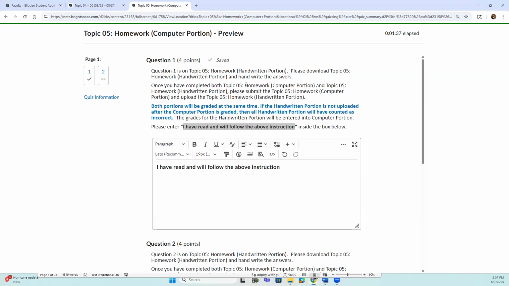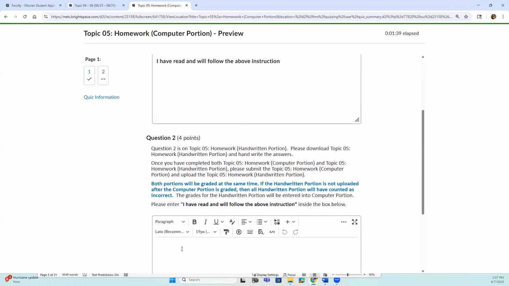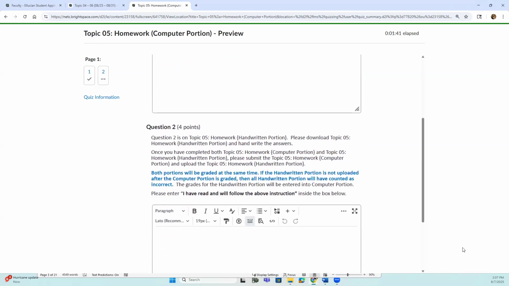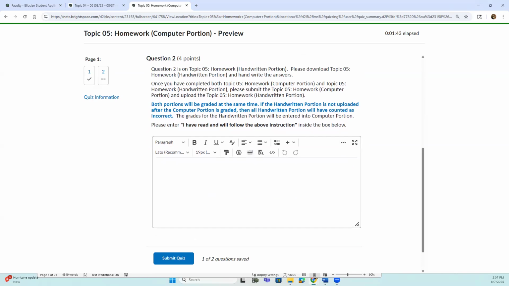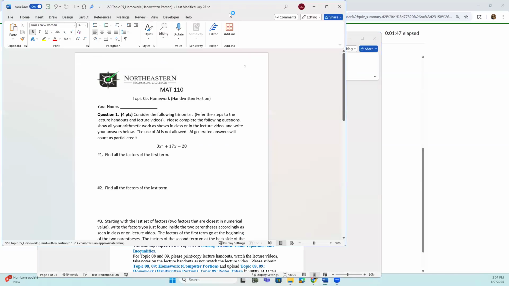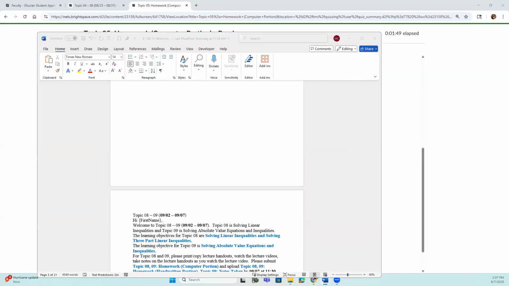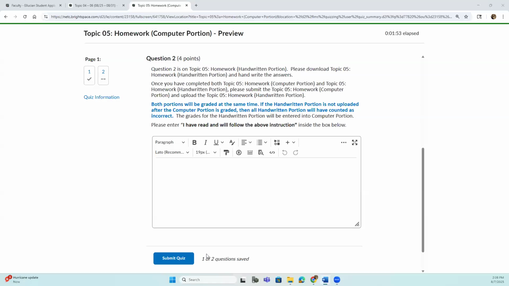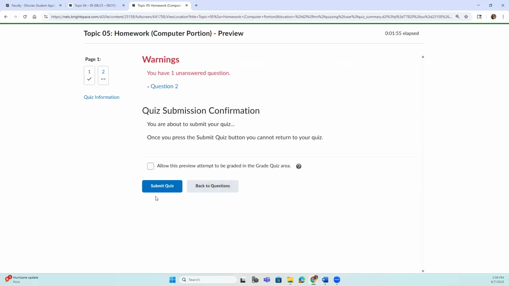"I have read the above instruction." Same thing with this one. So I will relabel that question, sorry, questions 1 and 2. So I will reload that. That should be, let me exit out of it.